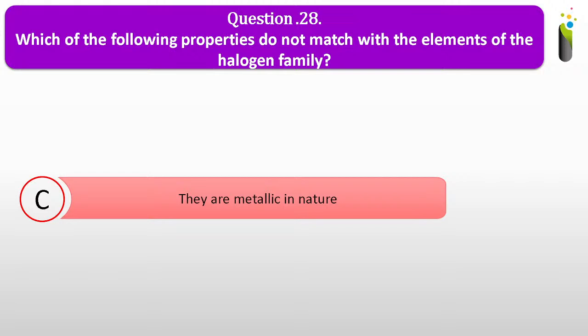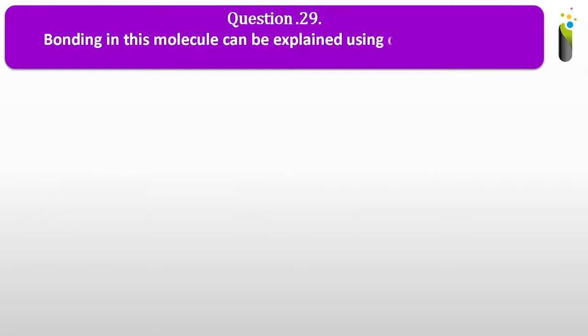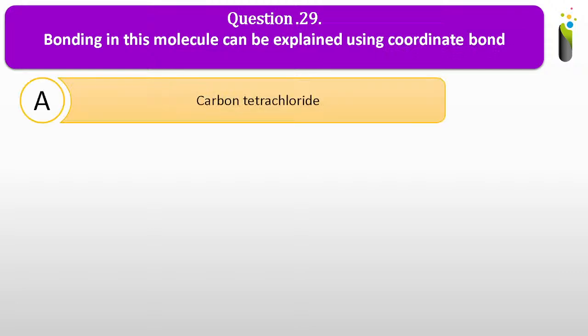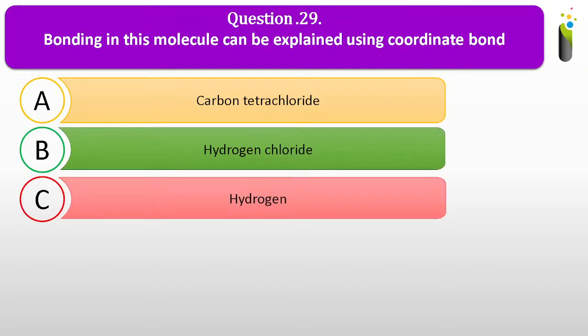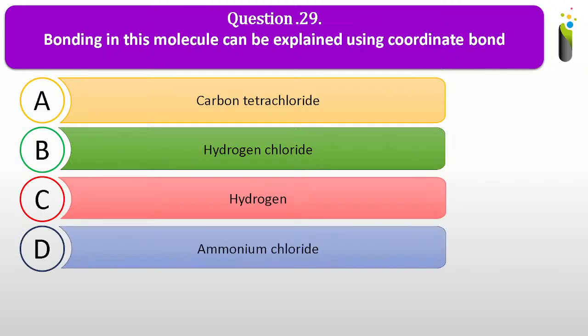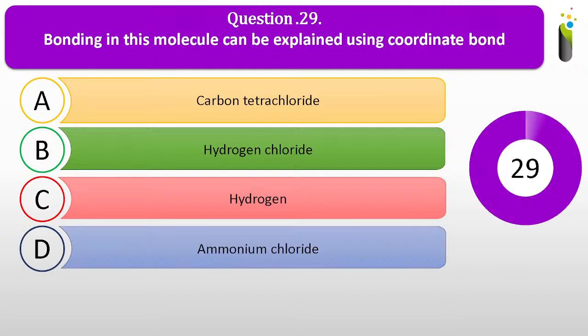Okay. Going ahead with question number 29. Bonding in this molecule can be explained using coordinate bond. A, is it carbon tetrachloride? B, is it hydrogen chloride? C, is it hydrogen? D, is it ammonium chloride? So bonding in this molecule can be explained using coordinate bond. Answer me for question number 29.